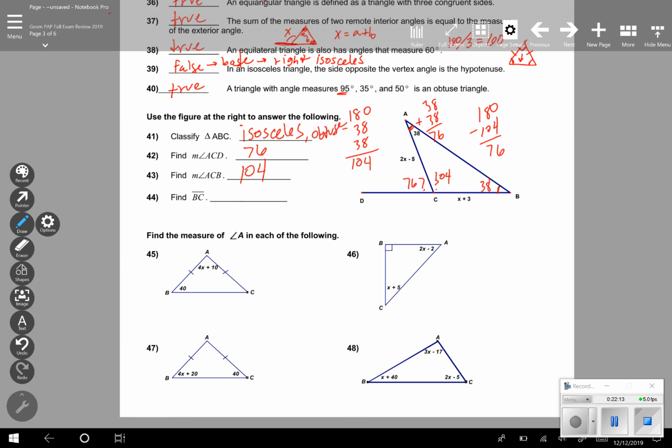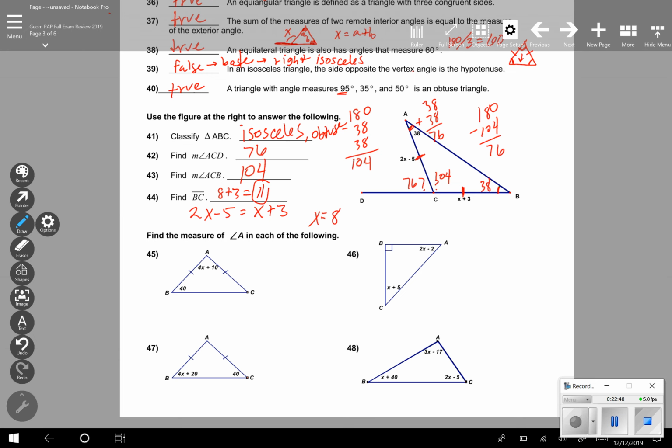All right, now it says find the length of BC. Okay, BC and AC, they're congruent because this is an isosceles triangle and the sides across from the base angles are congruent. So we have 2x minus 5 is equal to x plus 3. So if you solve that, you get x is equal to 8. And now to find BC, we just plug in 8 plus 3, that's 11.